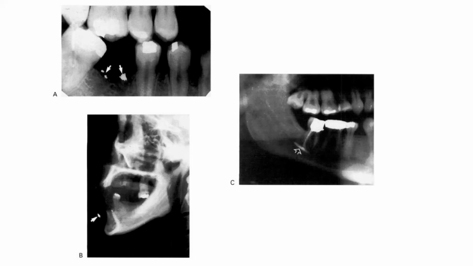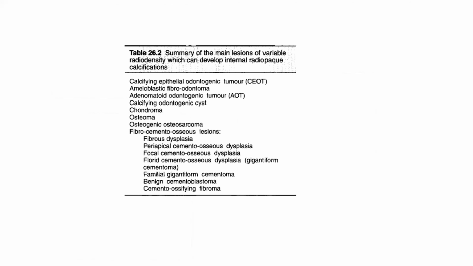And lastly, I'm just going to leave this table of summary of the main lesions. There was quite a bit, and this is a table of the main lesions of variable radiodensities that can develop internal radiopaque calcifications.